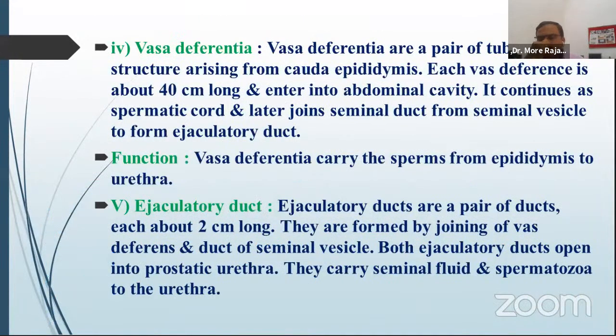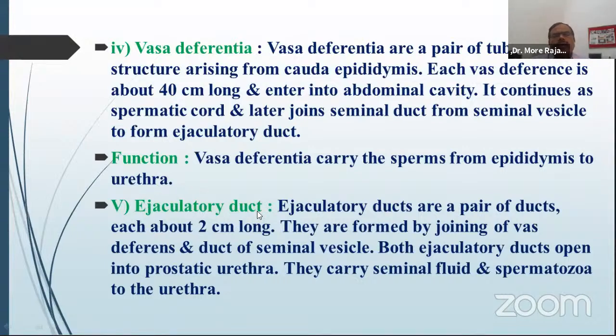Okay. Now come to the vasa deferentia. Vas deferens is the singular, and vasa deferentia is the plural. So, vasa deferentia are a pair of tubular structures arising from the cauda epididymis. Each vas deferens is about 40 centimeters long and enters the abdominal cavity. It continues as the spermatic cord and later joins with the duct from the seminal vesicle and finally becomes the ejaculatory duct. What is the function of the vasa deferentia? It carries sperms from the epididymis to the urethra.